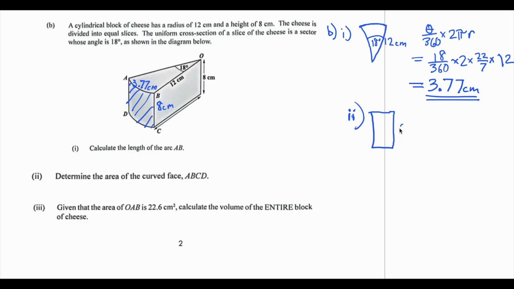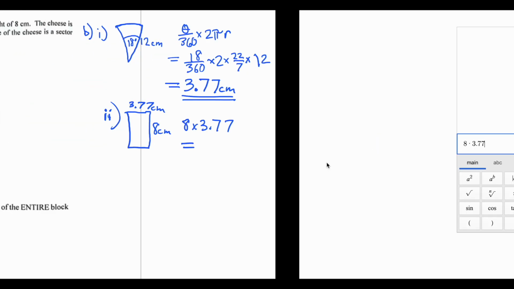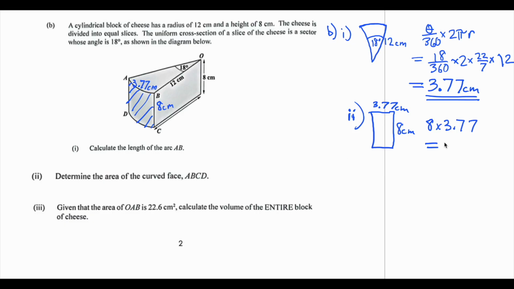Okay, so here's 8 centimeters. Here is 3.77 centimeters. Because the area of a rectangle is length times width, once we multiply these two, we will get the area. So 8 times 3.77, that's 30.16. So I could say 30.16 centimeters squared. That's my area of the curved face.